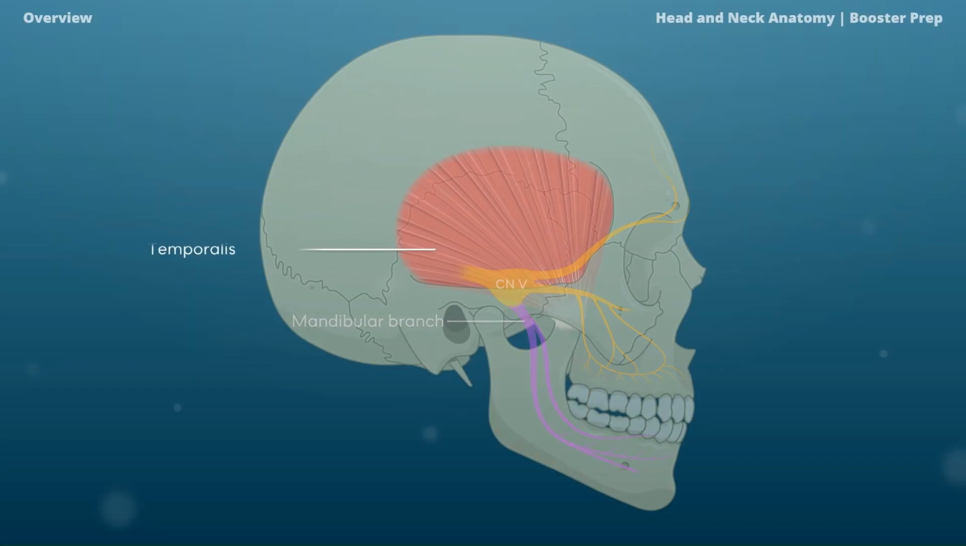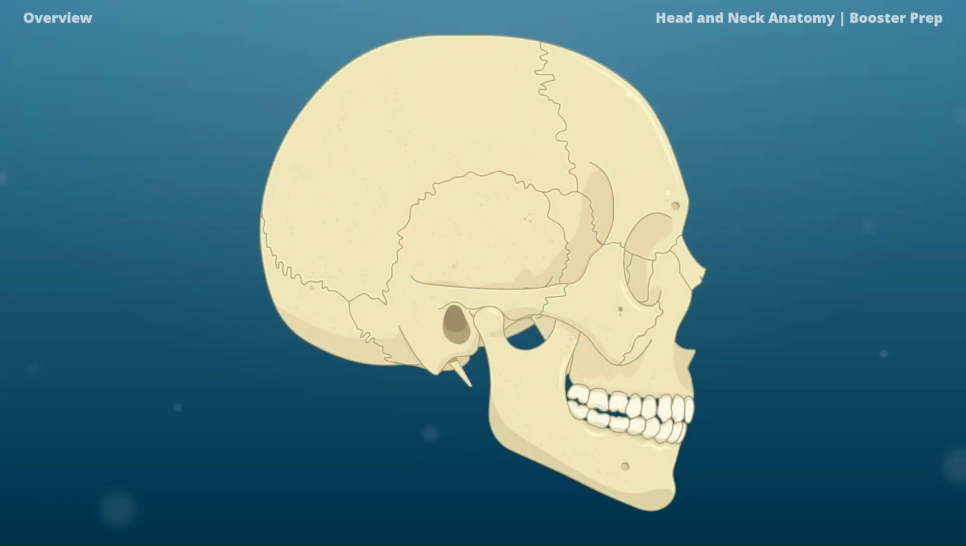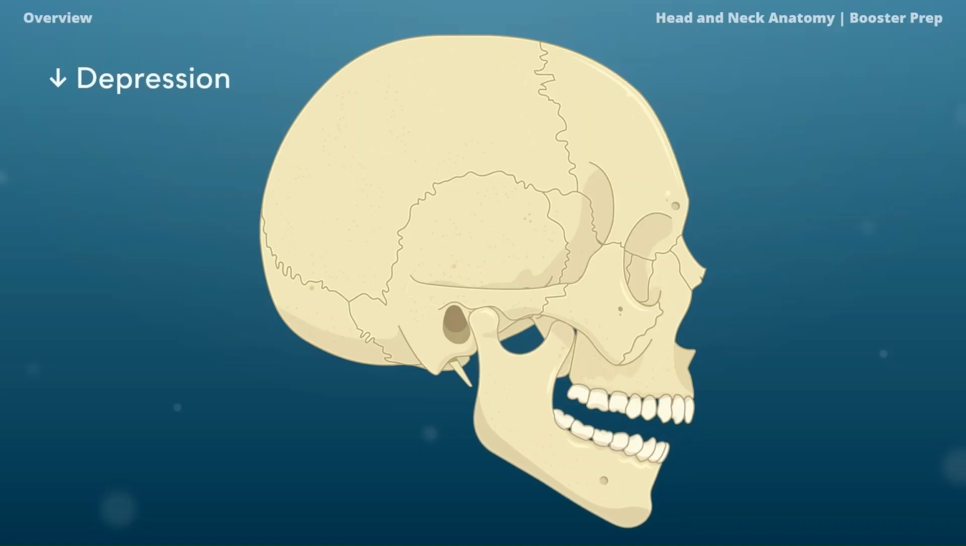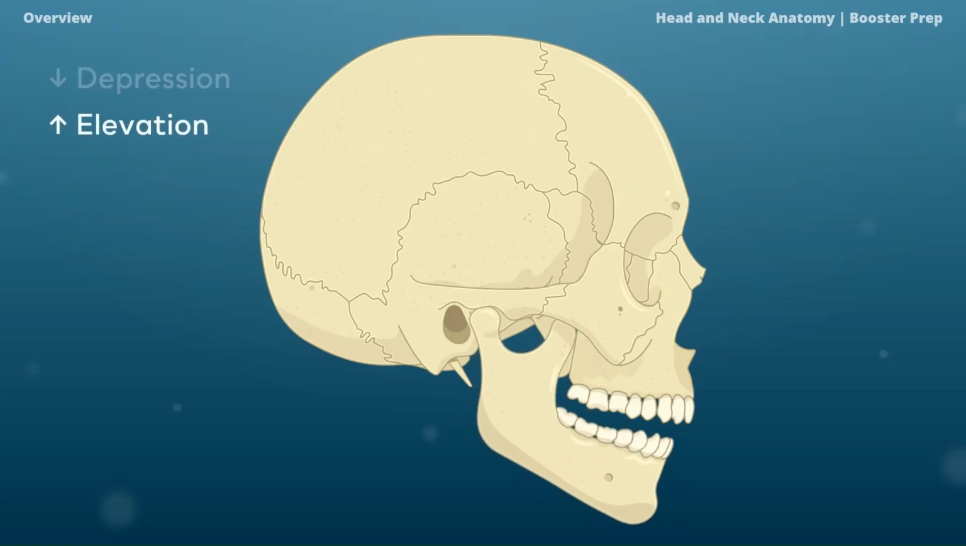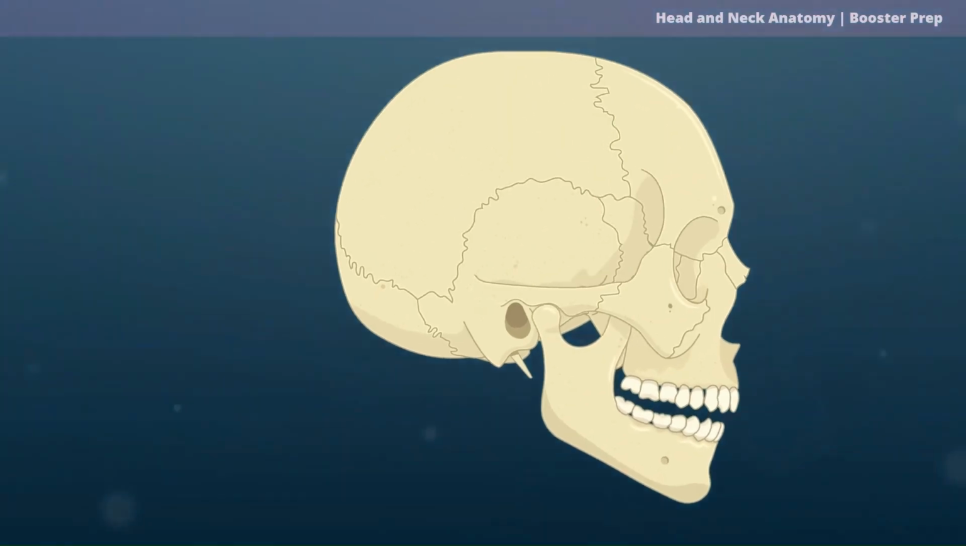For example, the origin of the temporalis muscle is the temporal line on the lateral surface of the temporal fossa. And the insertion is in the coronoid process of the mandible. So the origin would pull the insertion towards it in order for the temporalis to elevate the mandible. Speaking of movements, there are 4 different actions that the muscles of mastication allow the mandible to do. Depression is the downward movement, elevation is the upward movement, protrusion is the forward movement, and retrusion is the backward movement. So now we'll move on to the individual muscles.